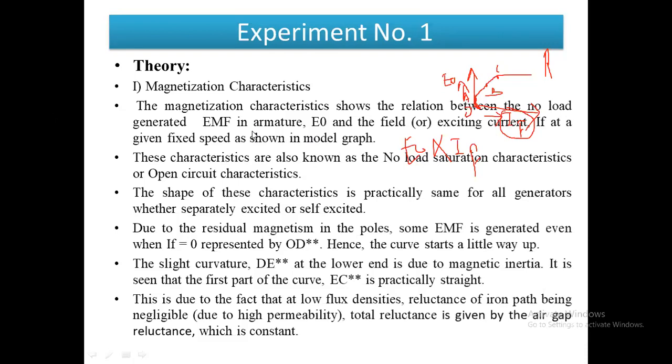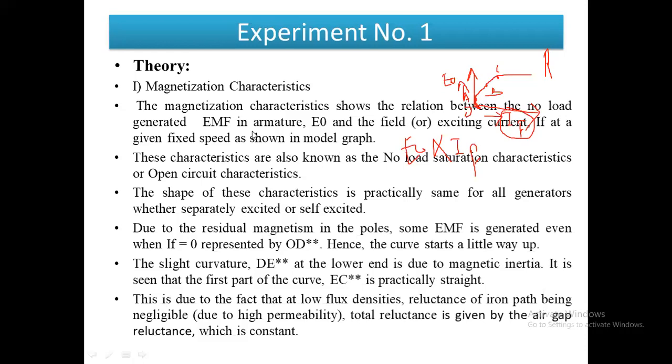These characteristics are known as the no load characteristics or the open circuit characteristics. याला open circuit characteristics, or we can call it a no load characteristics. The shape of these characteristics is practically the same for all generators, whether it is a separately excited generator or a self excited generator. Separately excited generator असेल किंवा self excited generator असेल, याचा जो काय shape असेल, it is the same.